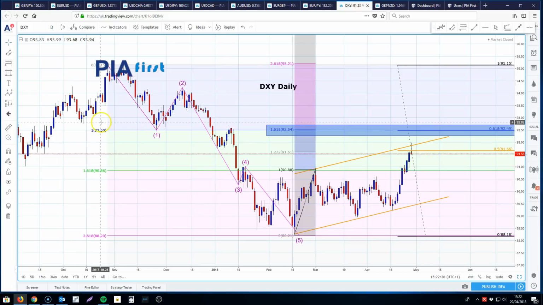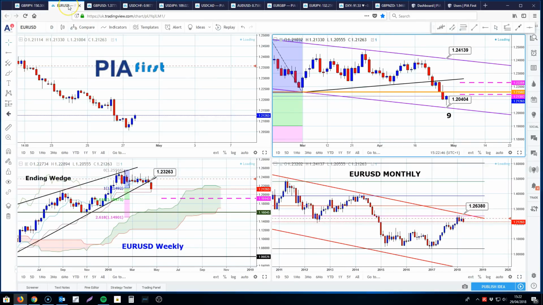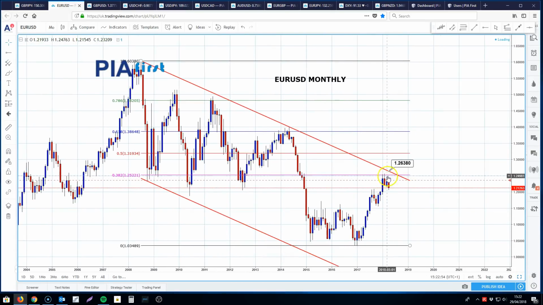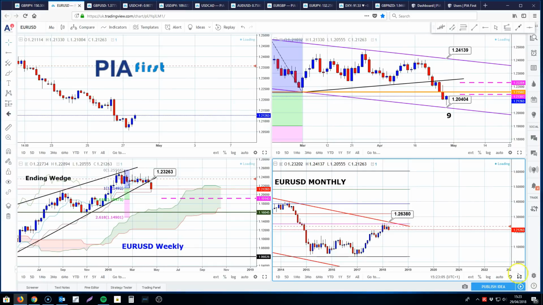So breaking that bias down into the FX majors, if we're looking to buy dollar dips, then we should be looking to sell euro rallies, or euro dollar rallies I should say. So the monthly chart, we can see a rejection. We're in a corrective channel formation. We see quite a strong rejection of the 38.2% pullback level at 125.22.